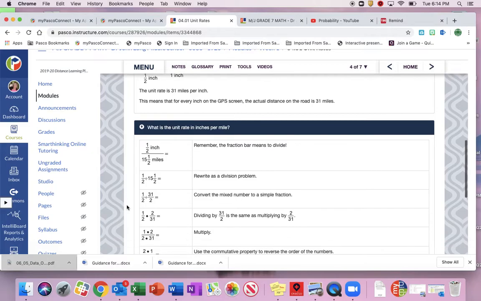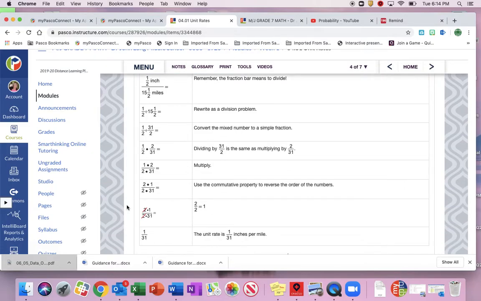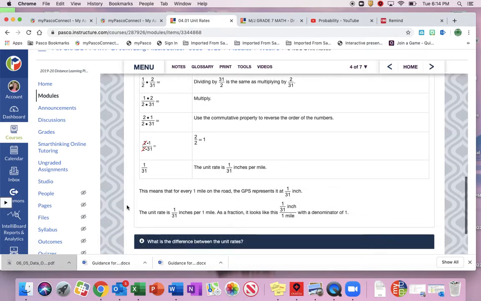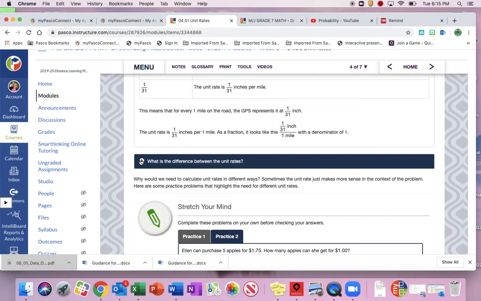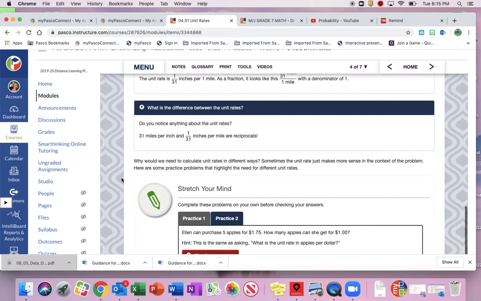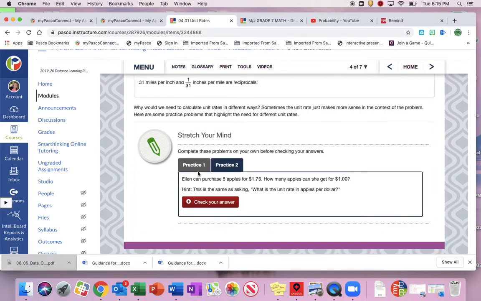Okay, so inches per mile, feet per mile, feet per second. Notice the steps of converting, getting the unit rate. What is the difference between unit rates? Okay. And we still need to scroll all the way down and look at these two practice problems.